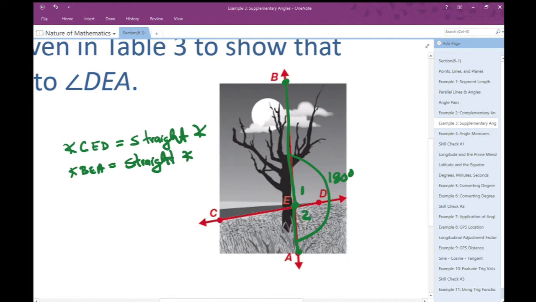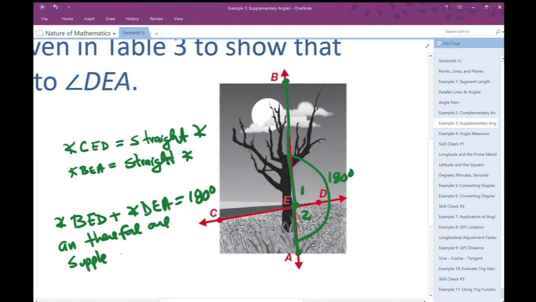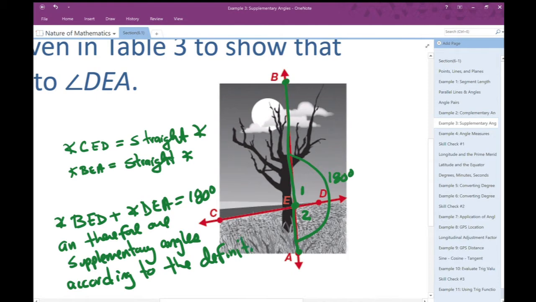So we know that BED plus angle DEA equals 180 degrees, and therefore are supplementary angles, according to the definition. So, the definition of supplementary angles is two angles that add up to 180. Even though we don't have exact measurements here, we see that we have a line which forms a straight angle, which means that the two must add up to 180.